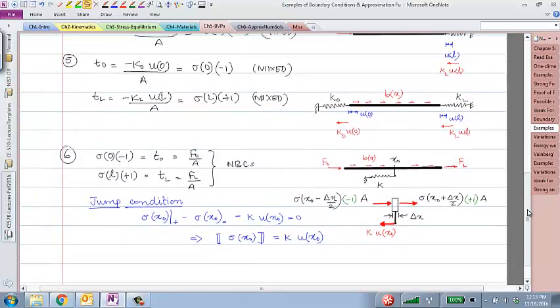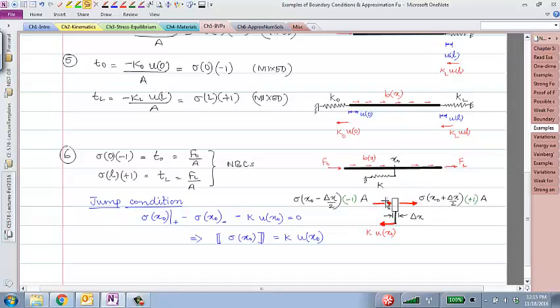Just as a side note here, one could cook up a problem where I have some spring attached to some point in the middle of a bar. If I do that, you can see from this free body diagram that the spring force, if I look at the displacement here, U0, the spring would be pulling back. So it's like applying a concentrated force somewhere in the middle of a bar, which means that the stress on the left and the right would jump.